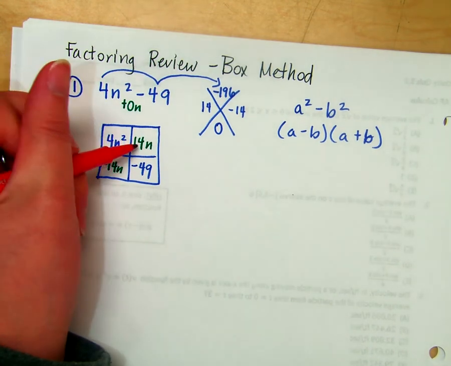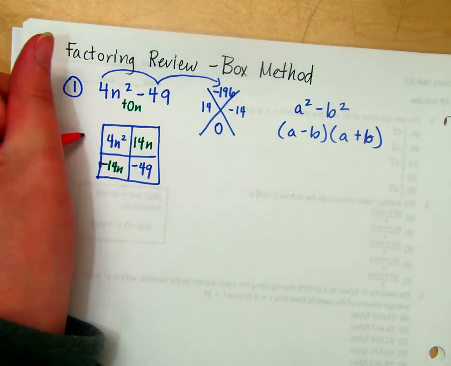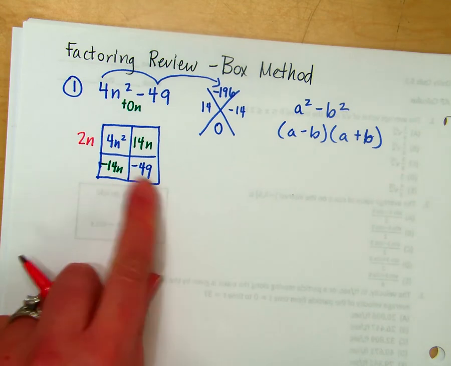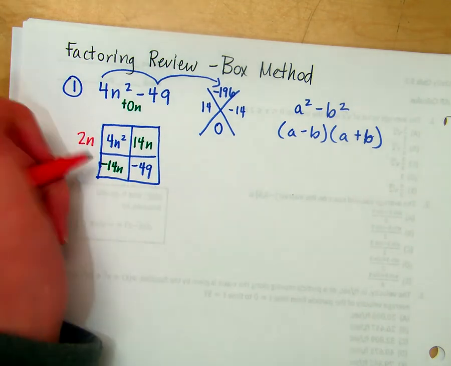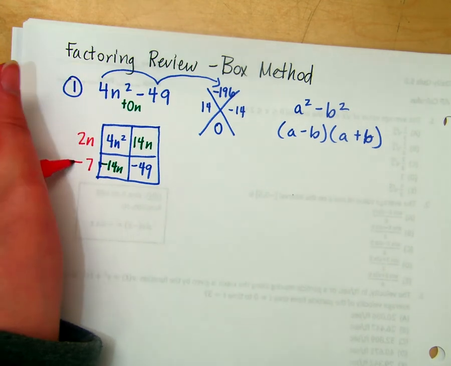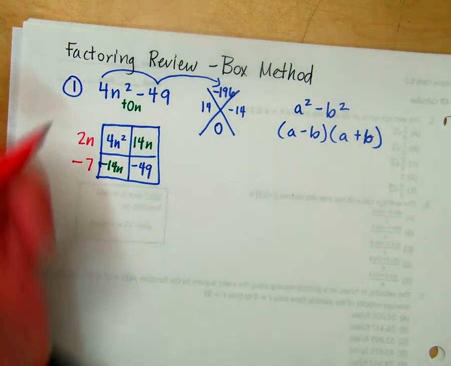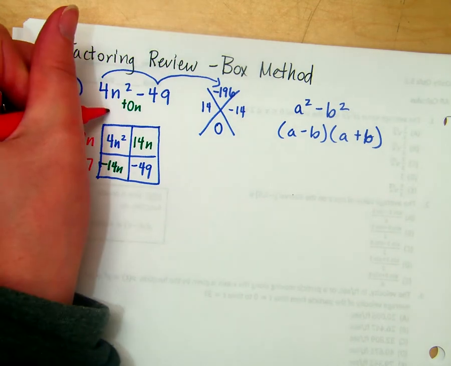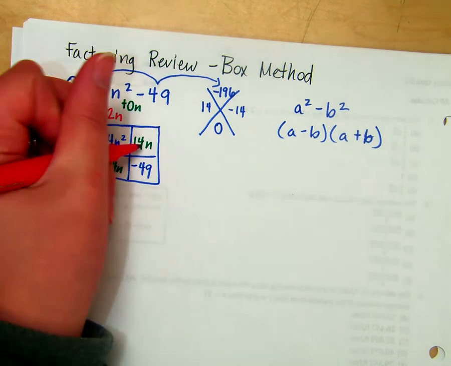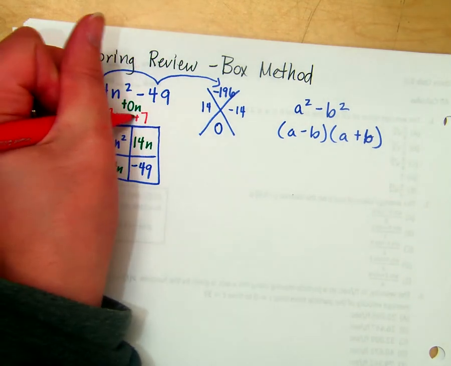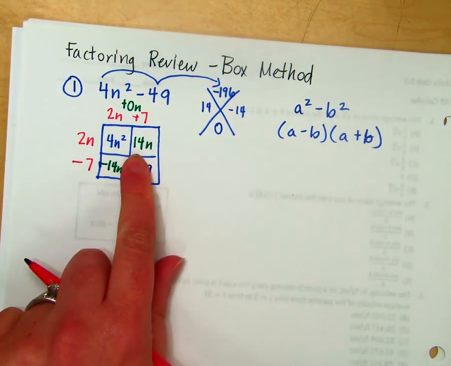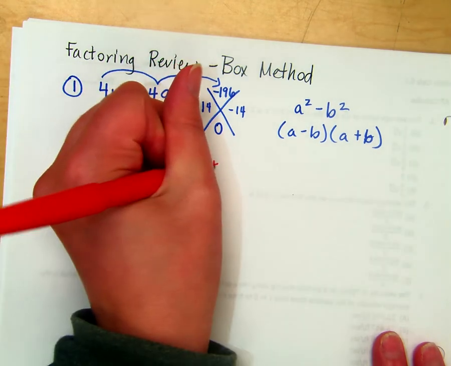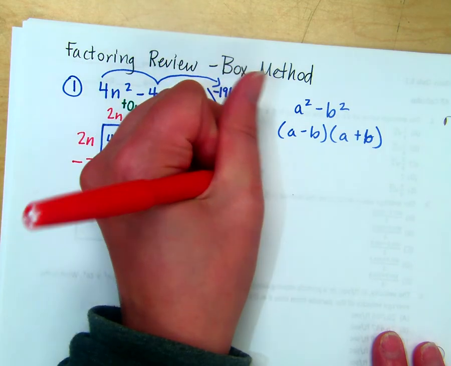4 is 2 times 2, and 14 is 2 times 7. So 2 goes into both those, and they both have n's. 14 again is 2 times 7. 49 is 7 times 7. So they both have 7 in that, but then they need a negative. And then I look at my columns. 4 and negative 14. Again, 2 goes into that. And then over here, 7 goes into it. But this one's going to be positive because the 14 here was positive. So my answer is 2n plus 7 and 2n minus 7.